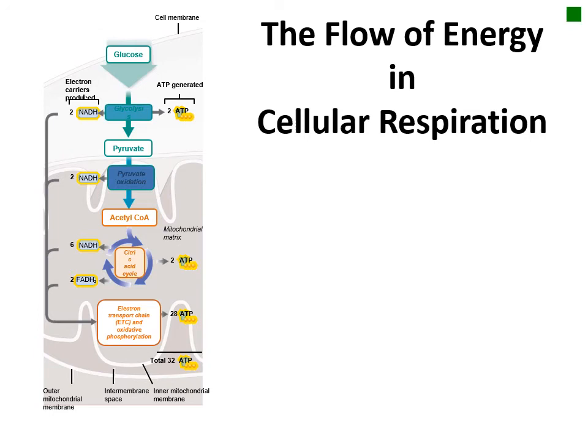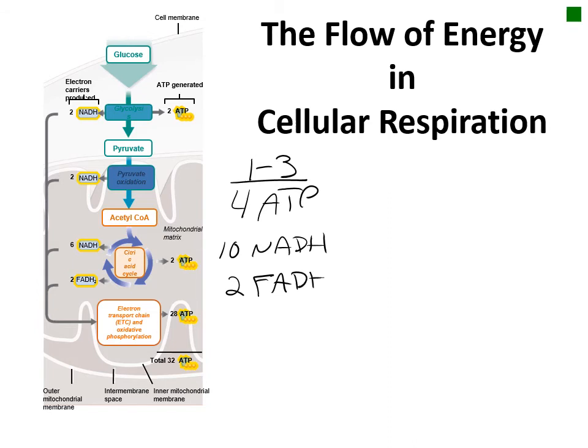In the last video, we showed that stages 1 through 3 produced a net yield of 4 ATP, 10 NADH, and 2 FADH2.